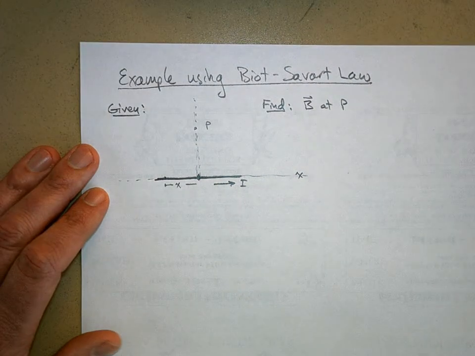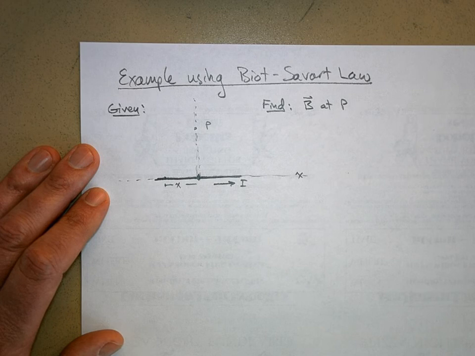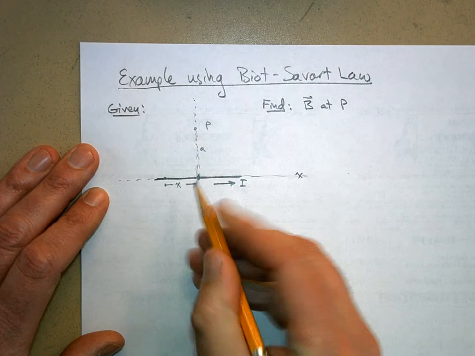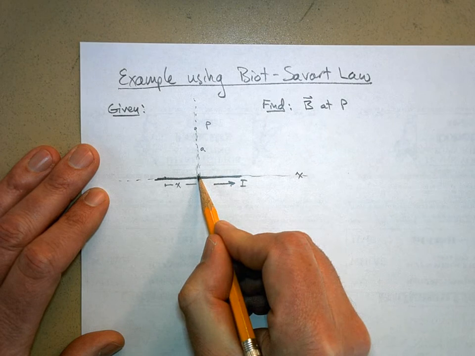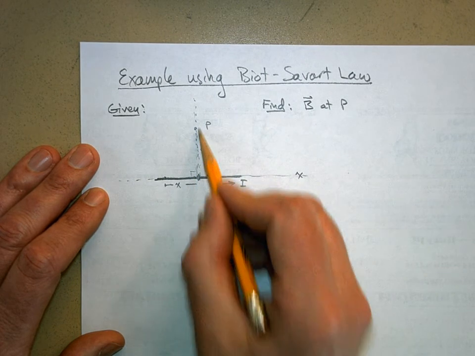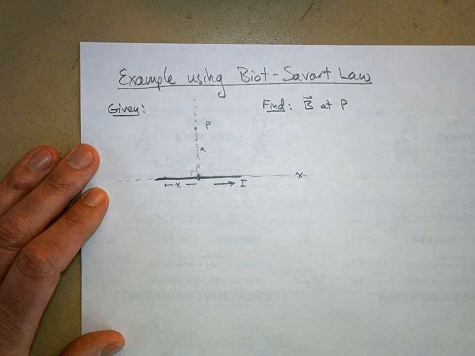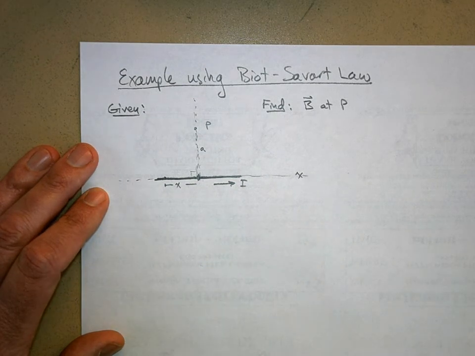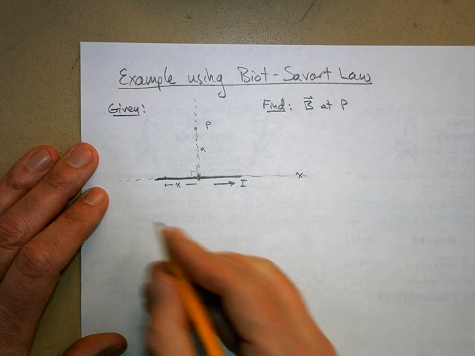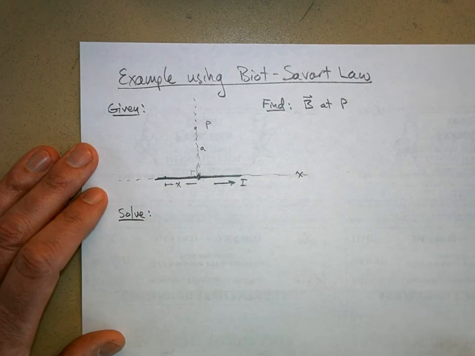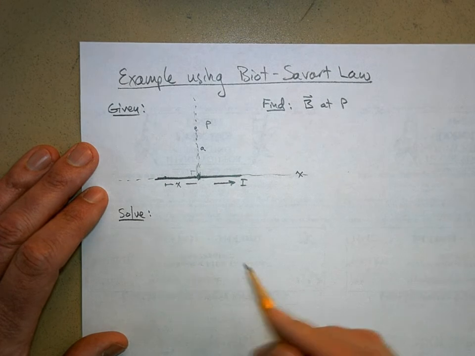Okay, and I need to identify a few other values. We're going to call this distance A. So A is the shortest distance to the wire. It's the perpendicular distance, right? Like this. Now, what I'm going to do is use the Biot-Savart law to figure out what the magnetic field is right there.